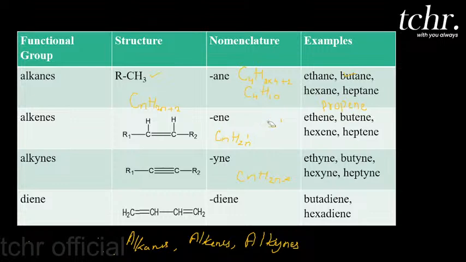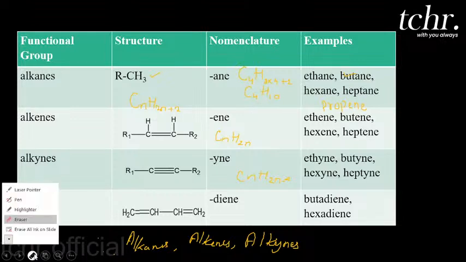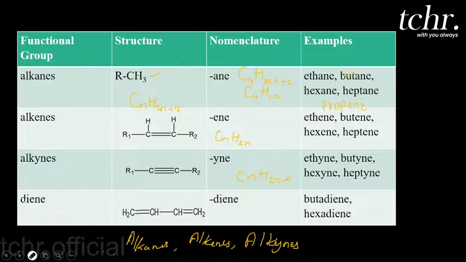What does the double bond signify? In the double bond, one bond will be a sigma bond and the other bond will be a pi bond. Correct? You remember sigma bond and pi bond? Now next, alkynes. The general formula of alkynes will be CnH2n minus 2. You can apply this formula for ethyne, butyne, hexyne, heptyne.